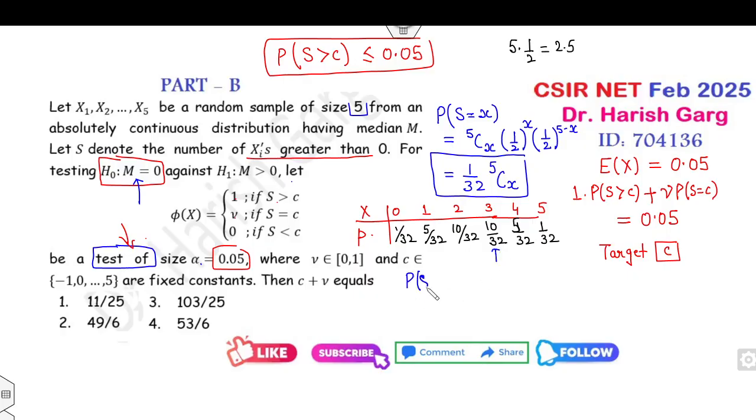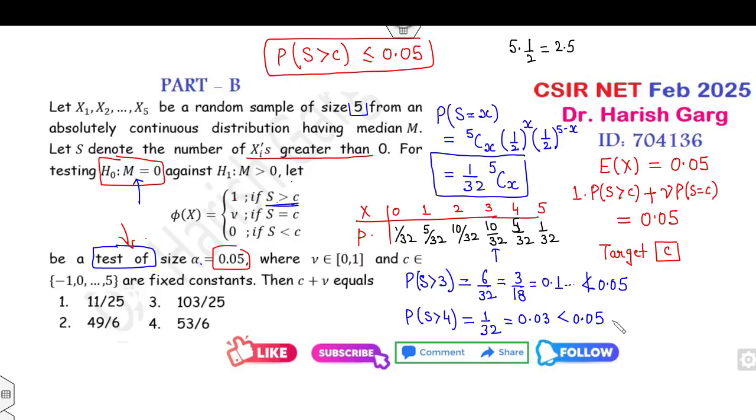Is it satisfied? S greater than 3, because we need strictly greater than 3. What is probability of S greater than 3? It is 6 over 32, that means 3 over 16, which is about 0.19, which is not less than 0.05. So let's see S greater than 4. S greater than 4 is 1 over 32, which is about 0.03, which is less than 0.05.